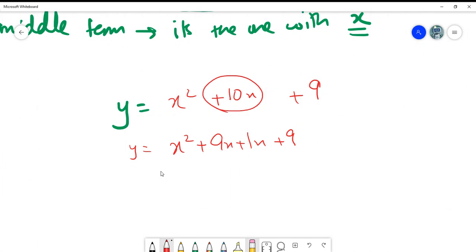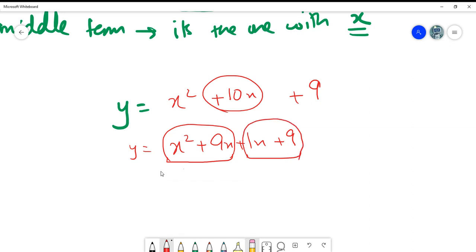Now, the next step, once we've broken the middle term, is to make pairs. Pair means to make two groups.